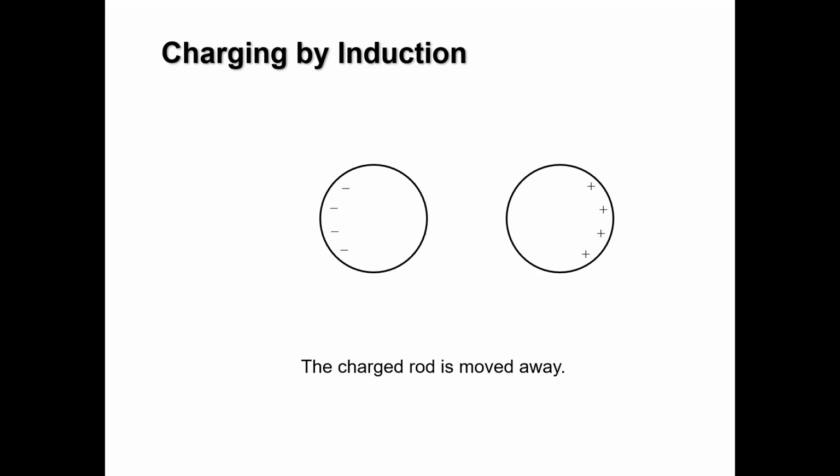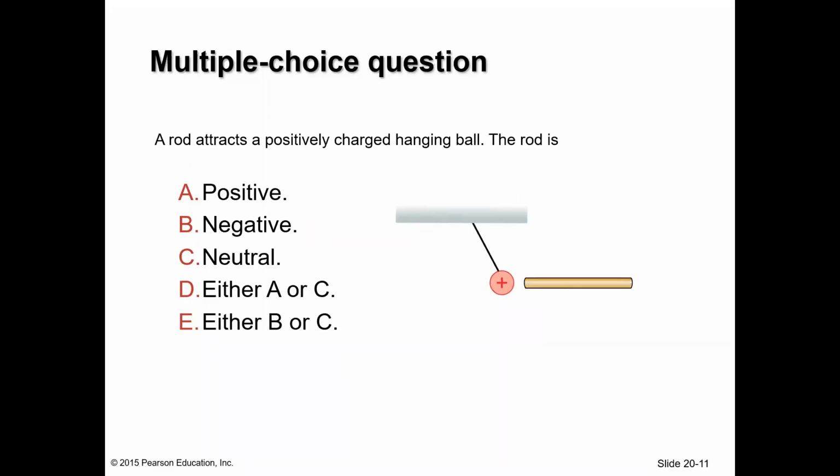Let's see an example. A rod attracts a positively charged hanging ball. What do you think the rod is? There is attraction between the rod and the positive charge, so the rod is negative. Think twice when you answer. That's partially correct. Yes, E is the right answer. Why is E the right answer? Can you explain?